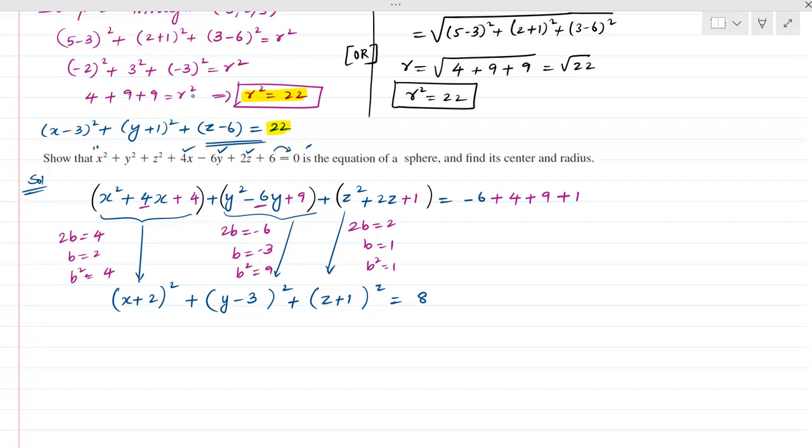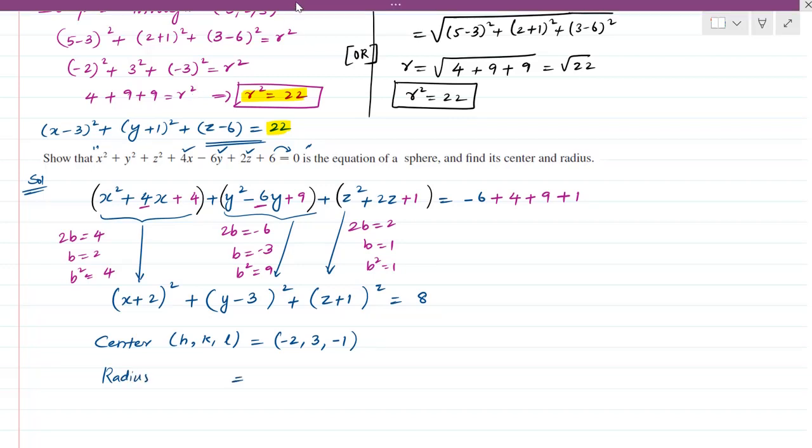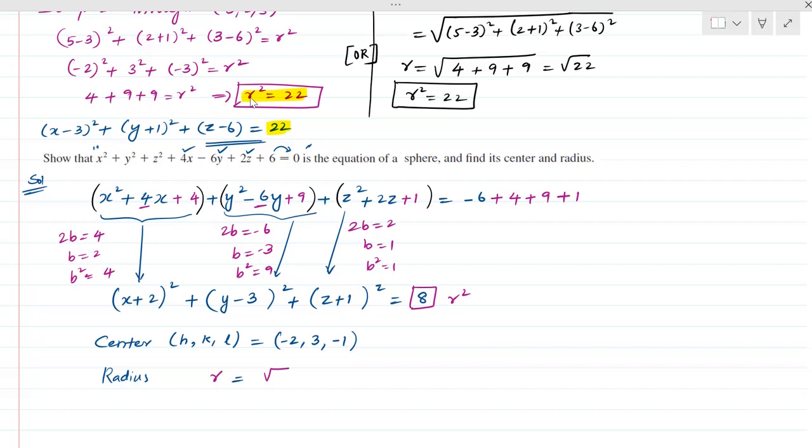Now I can calculate the center. What is the center here? h comma k comma l. So h is the x coordinate, which is minus 2, and here 3, and here minus 1. And the radius I need. The given is r square, so r square equals 8. Therefore r equals root 8, because we need the radius, not r square. Thank you.